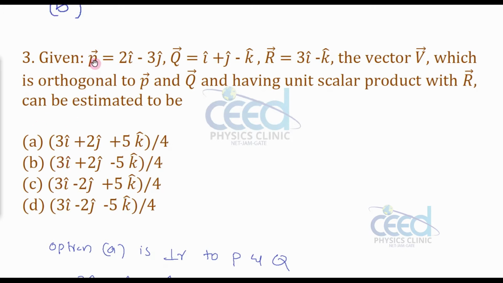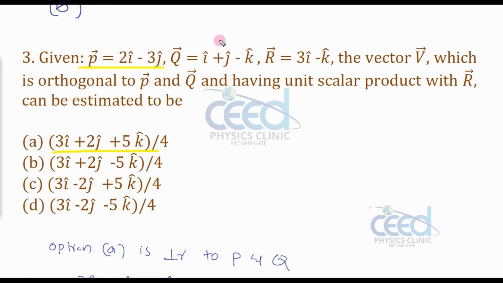Okay, so out of the given options there is a vector V such that it is orthogonal to P and Q. So you can take the dot product of P and this vector. First I am considering option A. If I take the dot product between these two, then what is the value? 6 minus 6, that will be 0. So this vector is orthogonal to P.